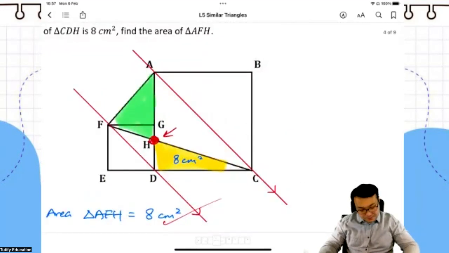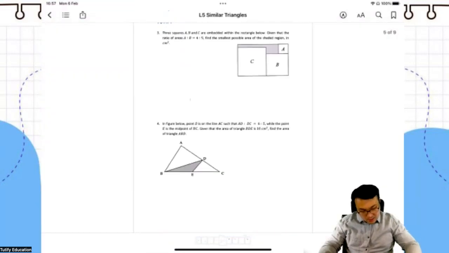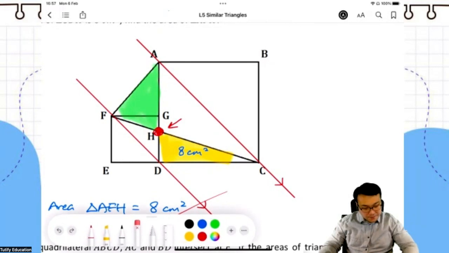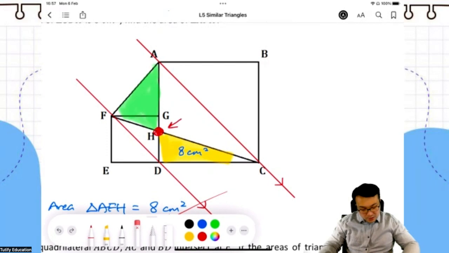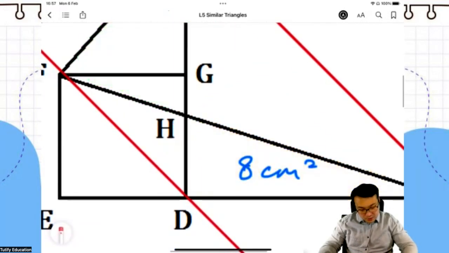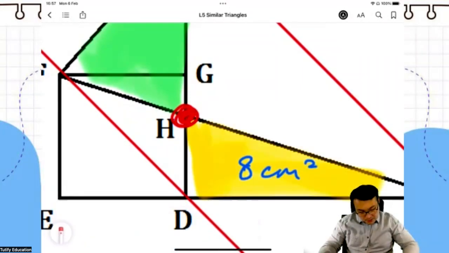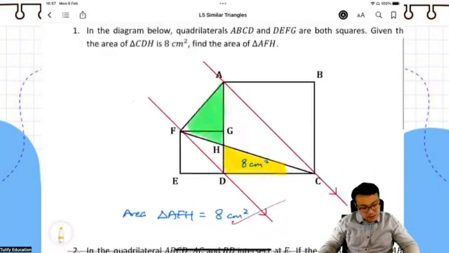Once you suspect that there's a butterfly, then how do you confirm that it is a butterfly? Go and try to look out for your parallel lines, then you can confirm that it is a butterfly. Okay? Then look for your parallel lines.